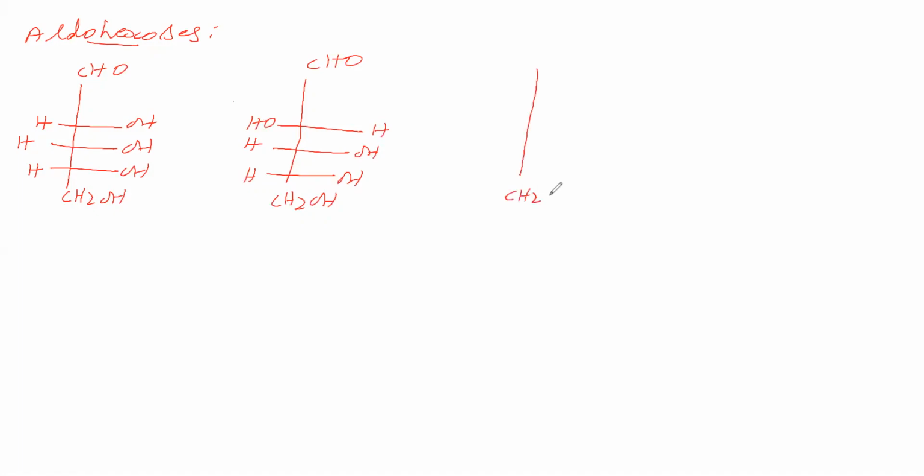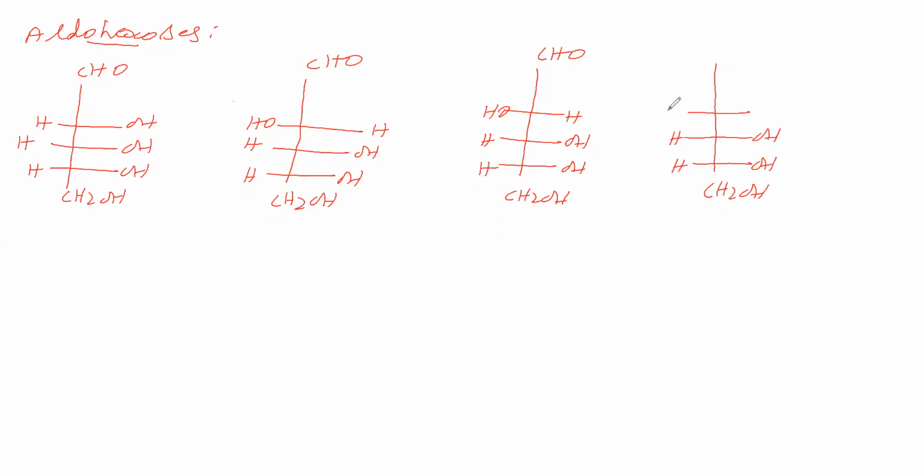So here CH2OH, here HOH, next HOH, next OHH, next aldehyde CHO. We are writing D-arabinose 2 times: CH2OH, here HOH, here HOH, here OHH, here CHO. Okay, D-arabinose, 5 carbons, 2 times we have written.